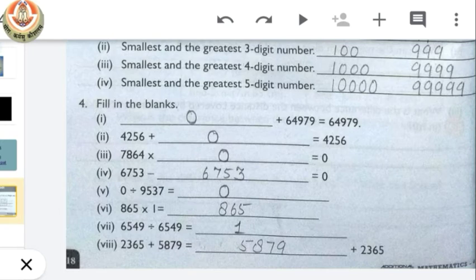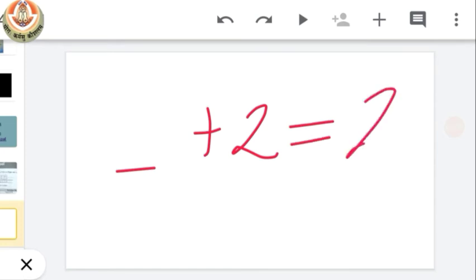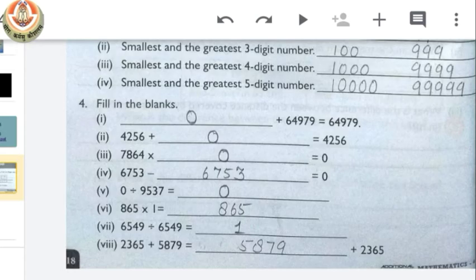Okay, so you can see here what we have to add in 64979 to get 64979, the same number. That means they are asking, for example, what we have to add in 2 so that we get 2 in answer. So we do not have to add anything. That means 0. So the answer is 0. Okay, that means we will not add any number. We just add 0 to get the same number as answer. And similar is the case of the second one.